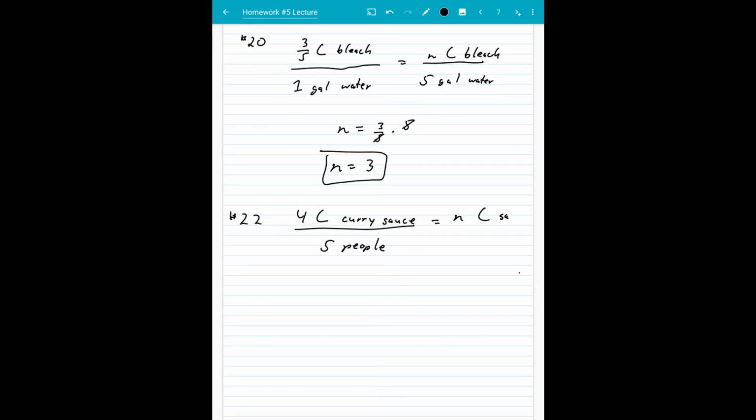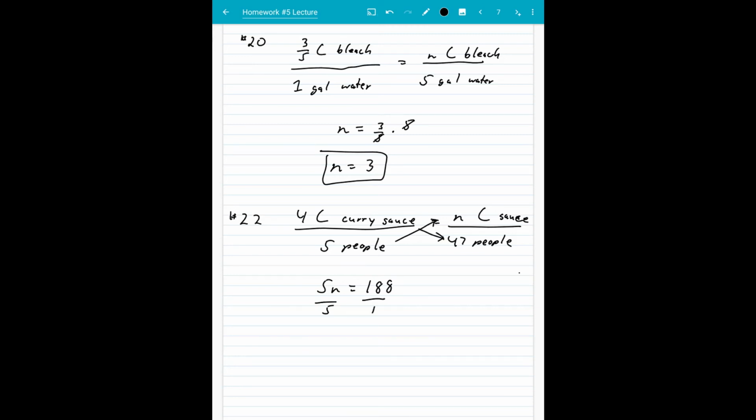You can put X or Y. Doesn't matter what this variable is. It could be X or Y or Z. N is fine. How many cups of curry sauce for a dinner party of 47 people? Check the units of measurements. It's cups of curry sauce, and it's people to people. So we're set to go ahead and cross multiply. 5 times n makes 5n, and then the 4 times 47 makes 188.